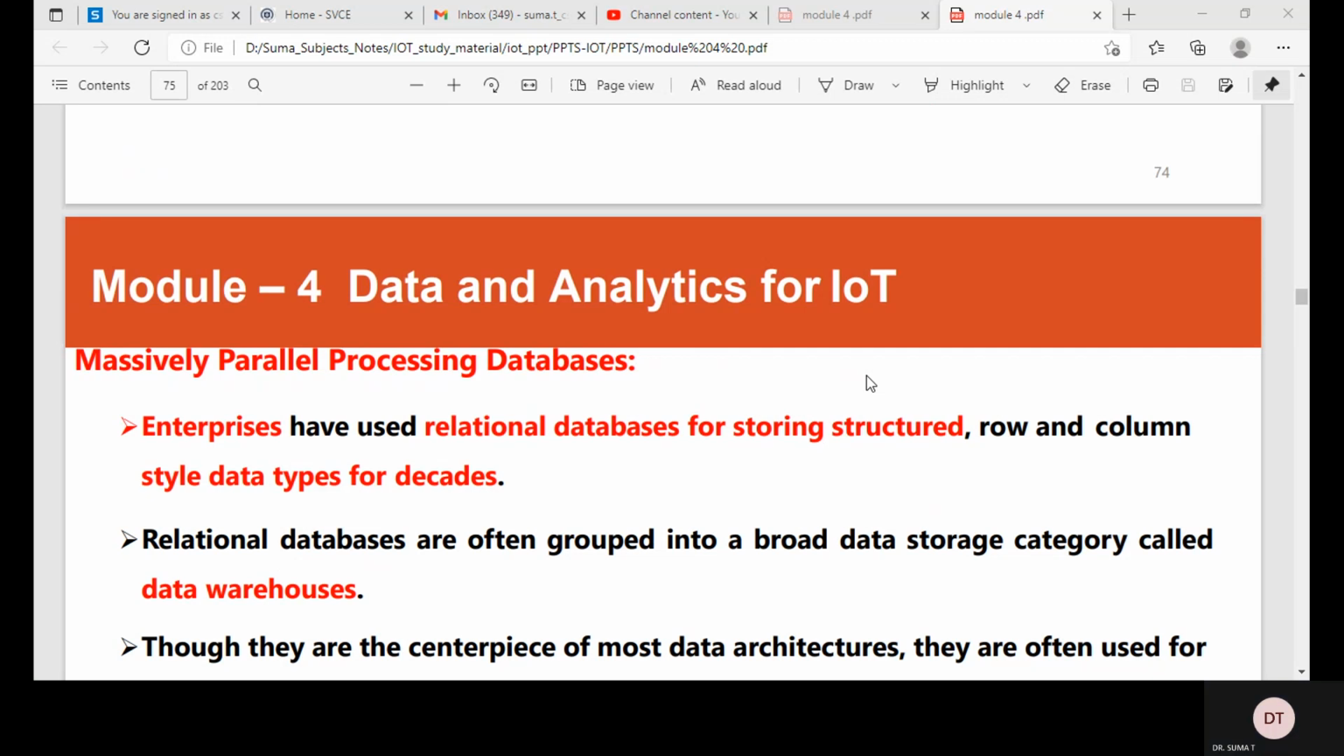Enterprises have used RDBMS for storing structured data in the form of tables, with rows and column style data types, for decades. RDBMS are often grouped into a broad data storage category called data warehouses. Though they are the centerpiece of most data architectures, they are often used for longer term archiving and data queries that can often take minutes or hours. An example of this would be asking for all the items produced in the past year that had a particular specification. Depending on the number of items in the database and the complexity of the question being asked, the response could be slow to return.